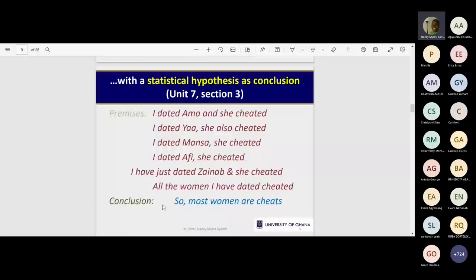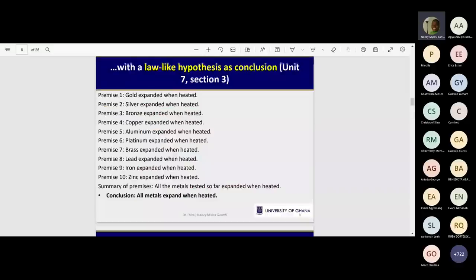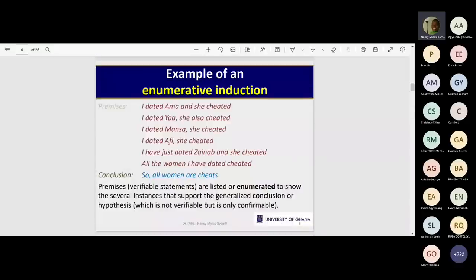When we have enumerative induction that ends with the statistical hypothesis, this type, the one on your screen now, it has a higher degree of likelihood. That means the chances of it being true is higher than if you have one that ends in what? A law-like hypothesis, like this particular one. Simply put, if I list all the evidences, I dated Amma, she cheated. I dated Yaa, she cheated. I dated Mansa, she cheated. I dated Afi. Therefore, then I conclude, therefore, all women are cheats.